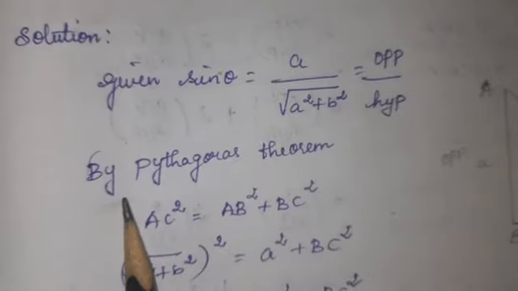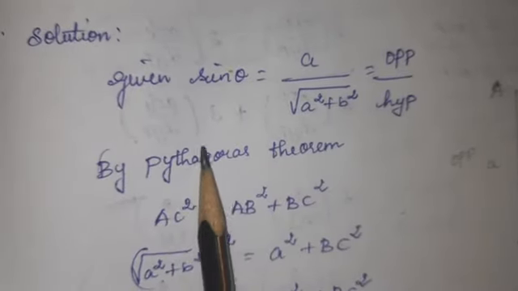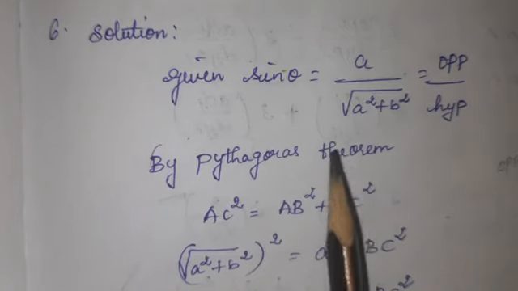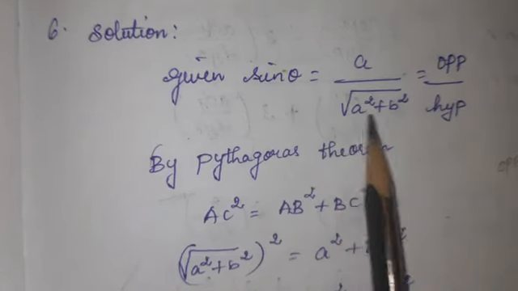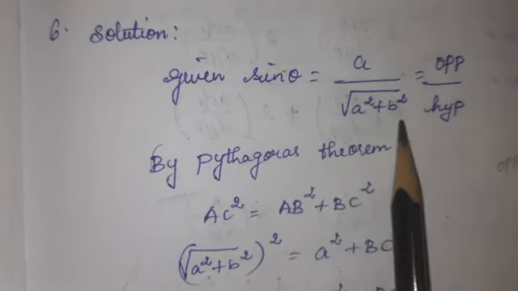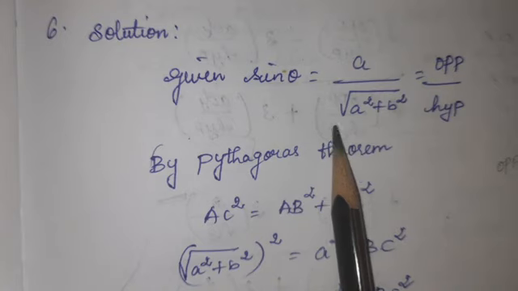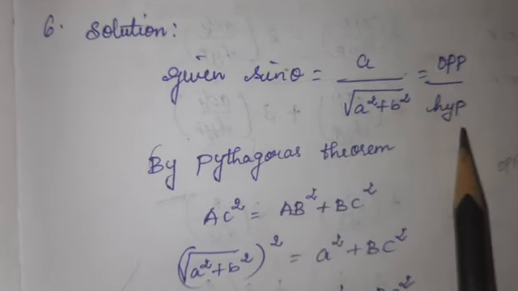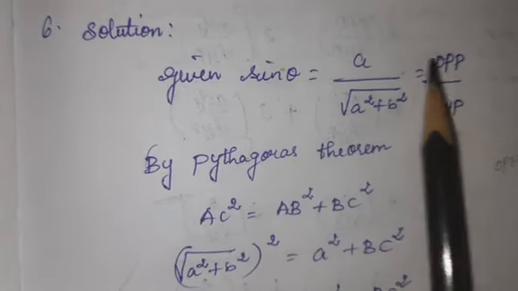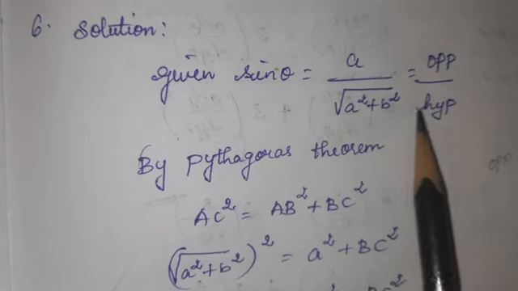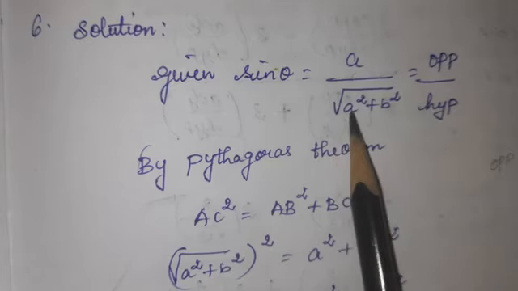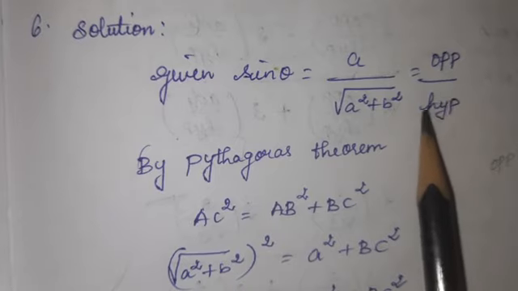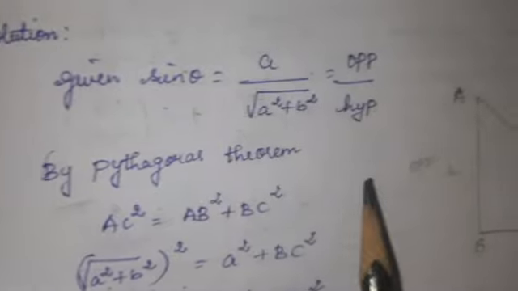Solution. The sixth question is sin theta is equal to a divided by square root of a square plus b square. This is given in that question. What is the sin theta formula? Opposite by hypotenuse. That means opposite value is a. Hypotenuse value is square root of a square plus b square. We don't know the adjacent side. First you should find that adjacent side, then only we can prove.